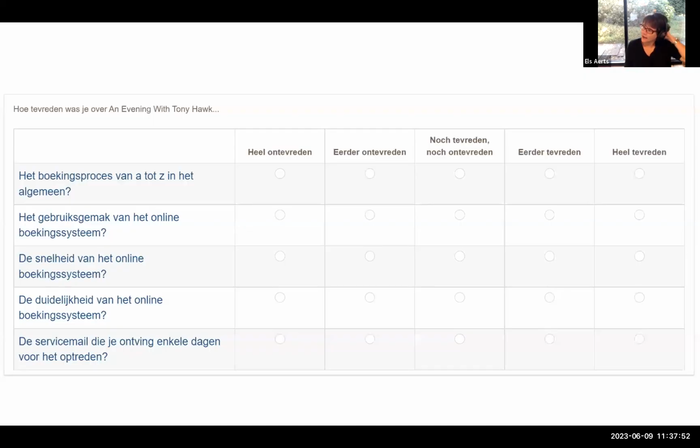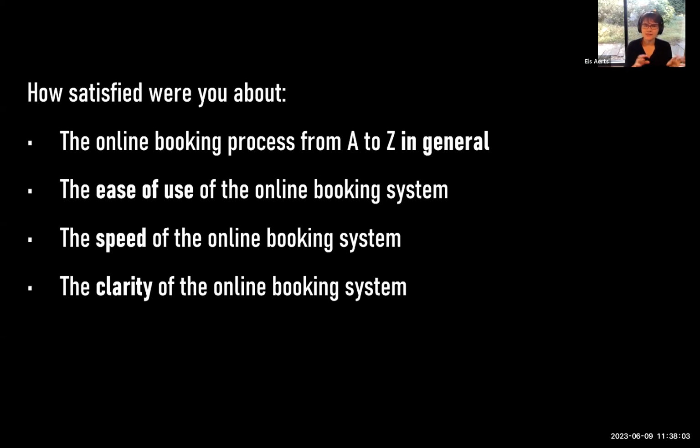And then I got sent a survey a while after. Because I'm assuming you don't speak Dutch, I have translated this. It was sent by the venue and it said, "How satisfied were you about the online booking process from A to Z in general, the ease of use of the online booking system, the speed of the online booking system, and the clarity of the online booking system?" These people wanted to get very specific with me.